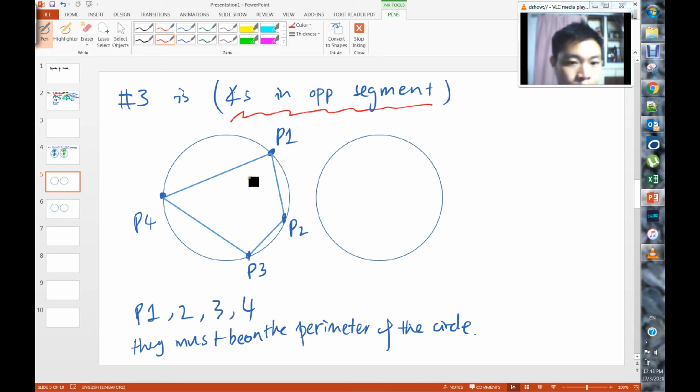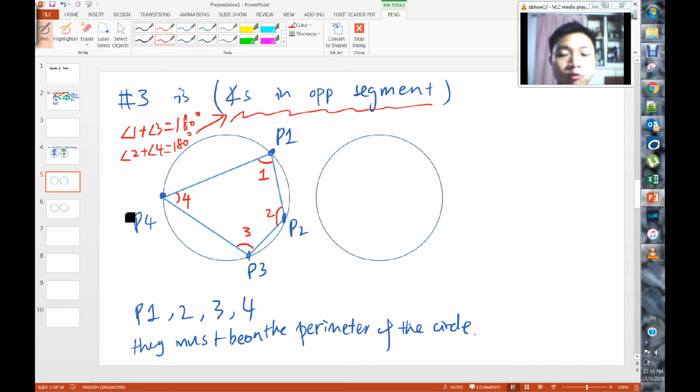Which means if this is your angle 1 and this is your angle 3, then angle 1 plus angle 3 equals 180 degrees. Similarly, if this is your angle 4 and this is your angle 2, then angle 2 plus angle 4 equals 180 degrees, and you make use of the angles in opposite segments rule. So it's very simple.